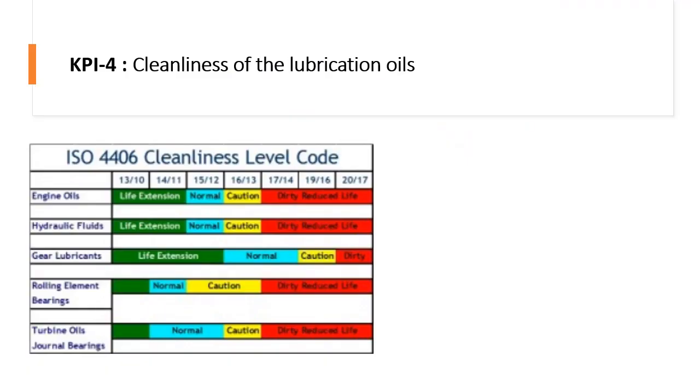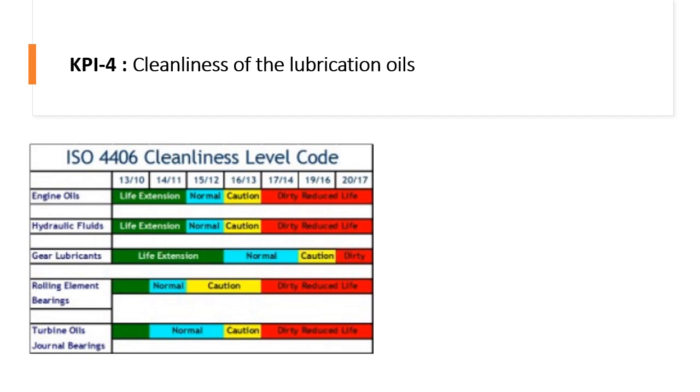The fourth KPI is the cleanliness of the lubrication oils. We know there are different standards for cleanliness of the gear oil, hydraulic oil, and different oils, like ISO 4406 and NAS, which are the different standards for cleanliness.